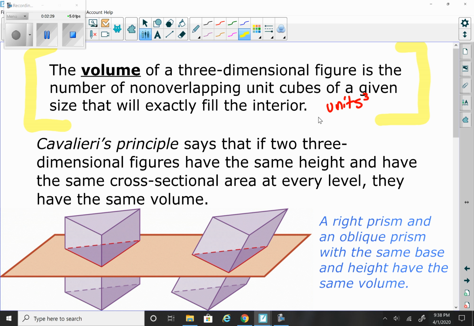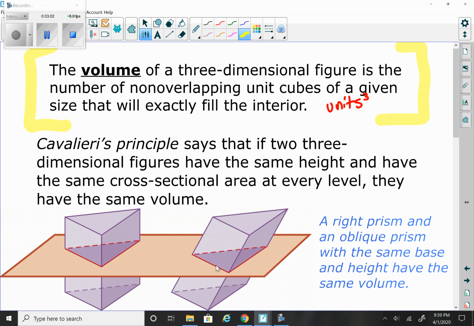There's something called Cavalieri's principle that says that if two three-dimensional figures have the same height and have the same cross-sectional area at each level, so again, this triangle has the same area as this cross-sectional triangle, then those two three-dimensional shapes will have the same volume. So again, they're showing you a picture of a right triangular prism on the left and then an oblique triangular prism on the right. And they're saying that they both have the same volume. They both take up the same amount of space.